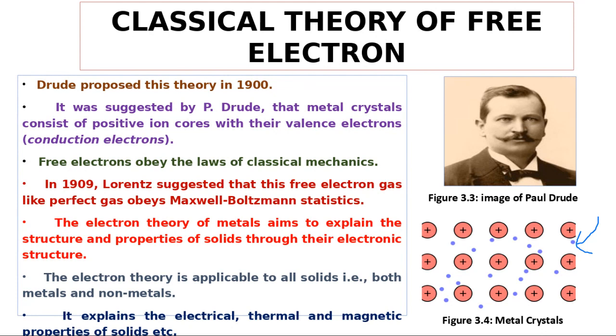So is it clear what this classical theory is? Firstly it was proposed by Drude, and according to him, this is the metal structure, and the metal structure has positive ions and electrons. Then Lorentz suggested that these are the electrons moving inside the metals, and we can treat these electrons as an electron gas, just like a perfect gas. They also obey the classical laws of mechanics, and they obey Maxwell-Boltzmann statistics. So this is the classical theory of free electrons by Drude and Lorentz.